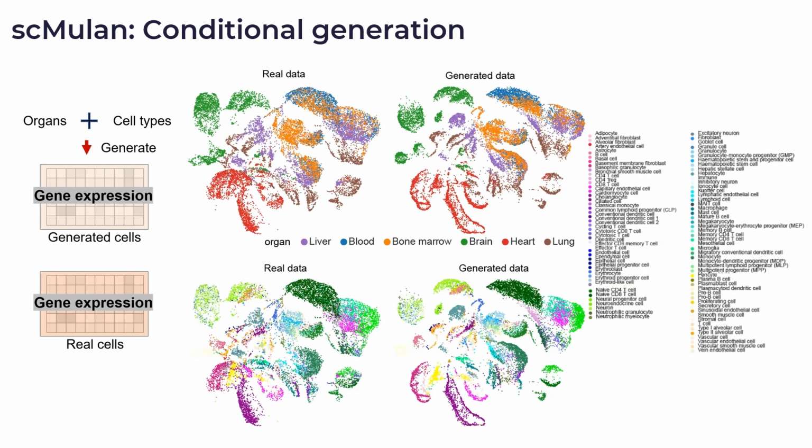Single-cell Mulan also performs well in conditional generation tasks. In this task, we input the metadata of the original data type into single-cell Mulan. By comparing the UMAP visualizations of the original and generated data, we can observe that single-cell RNA data generated by single-cell Mulan closely matches the real data in terms of the UMAP distribution of cells from different organs and cell types.